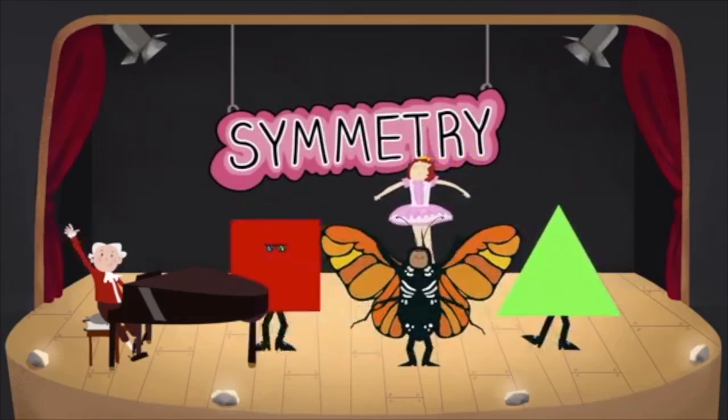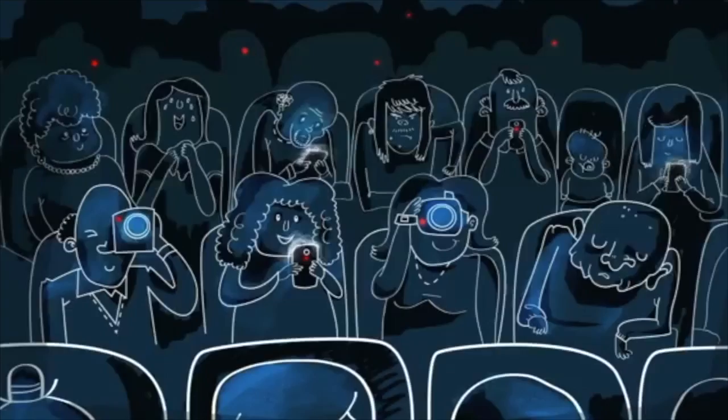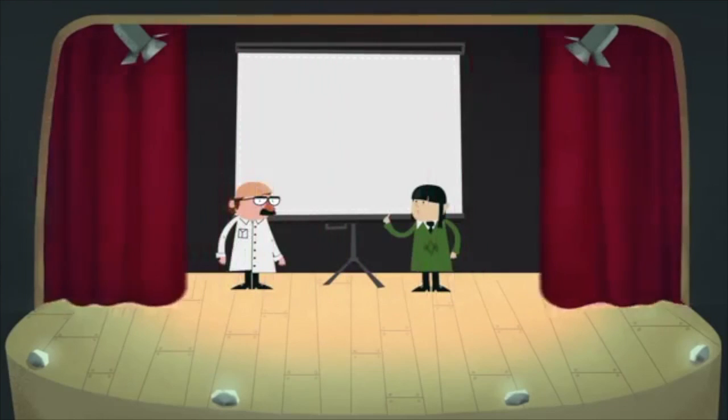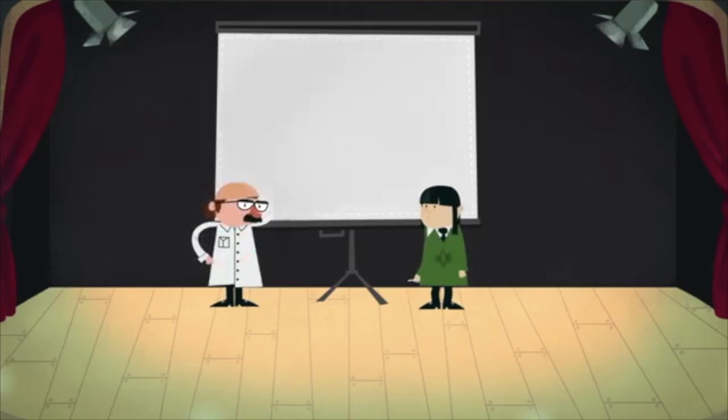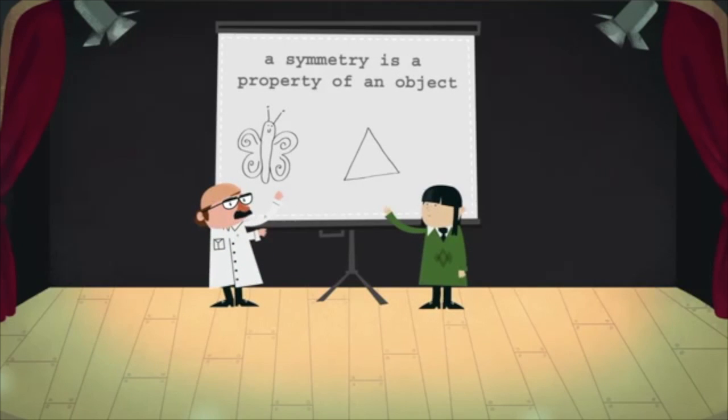Symmetry, something that we see every day. It can be found in all aspects of our daily lives. But what exactly is it? Mathematically, symmetry means that one shape becomes exactly like another when you move it in some way.